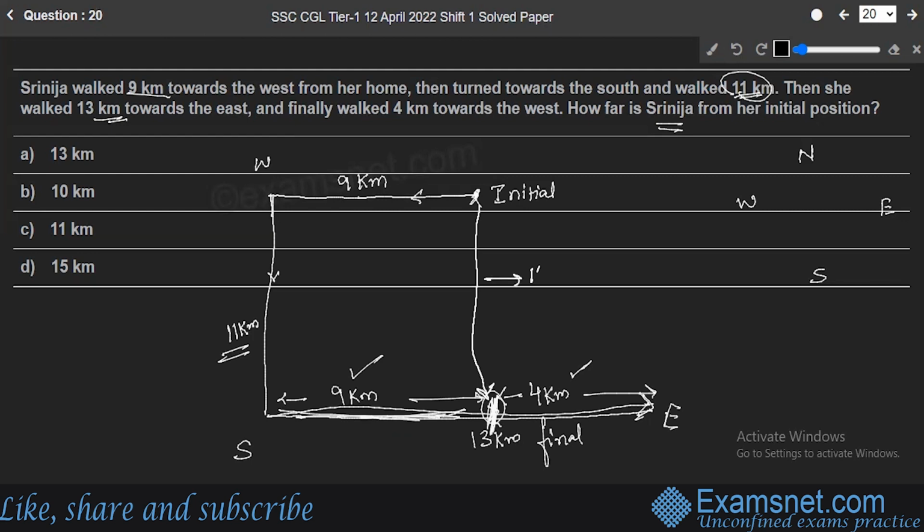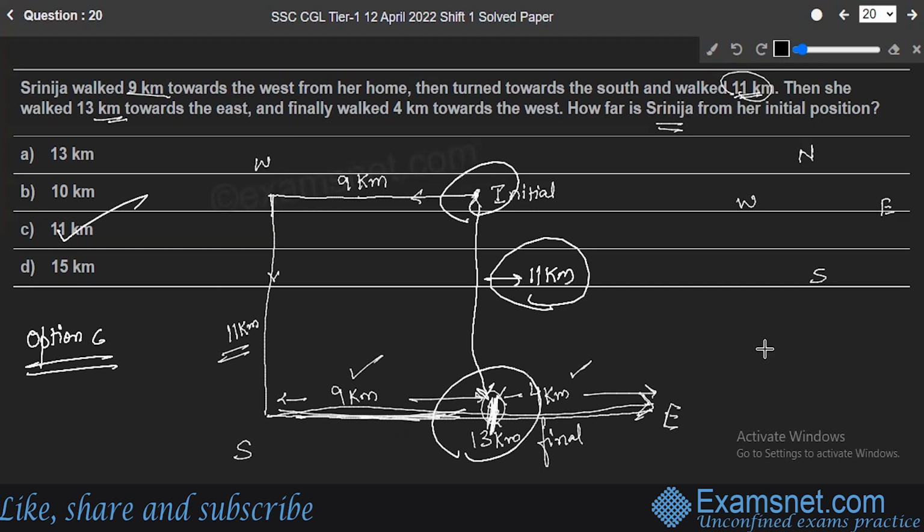How much is this? Of course, this is 11 kilometers. Correct. Which is option C. See, this is the final position of Srinija and this is the initial position of her. And how much is the vertical distance between these 2 points? This is, of course, 11 kilometers. Right? So this is the correct answer. Option C is the answer to the question. Hope you are clear.